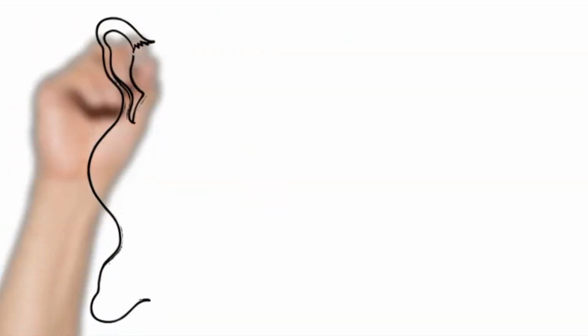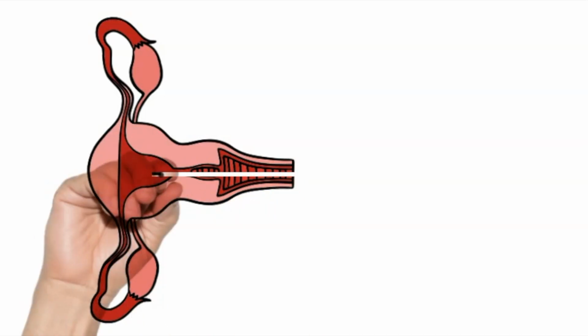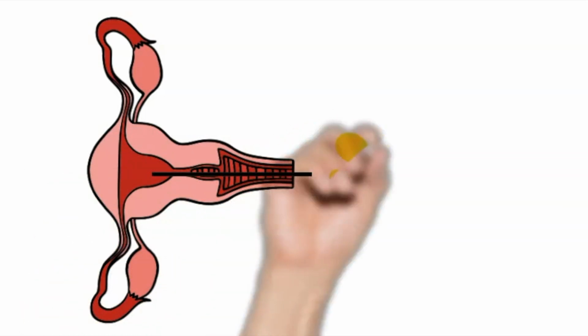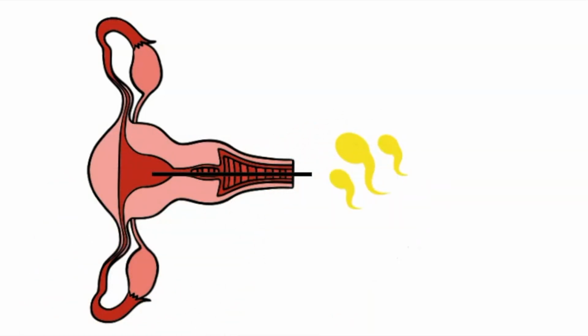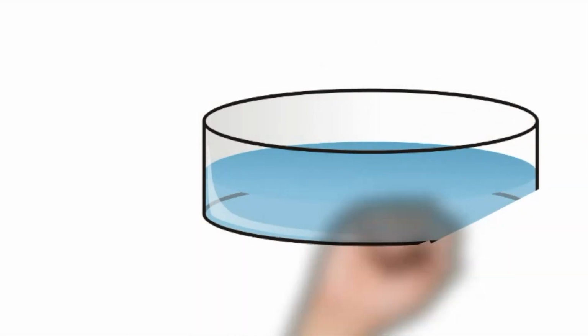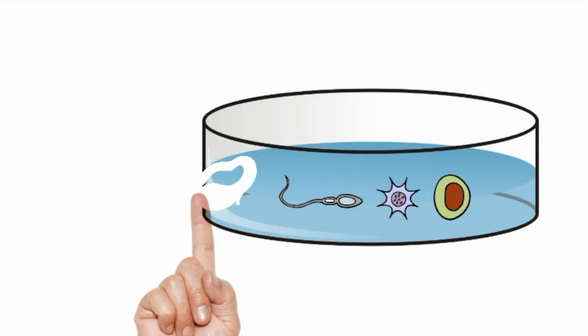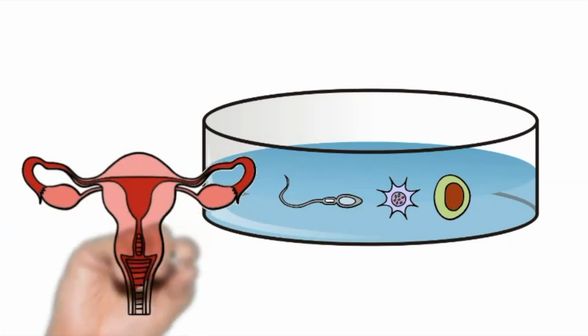If medications fail, intrauterine insemination can be attempted, by which the sperms are injected directly into the uterine cavity around the time of ovulation. Another method is in vitro fertilization, which involves performing fertilization outside the body and then transferring the fertilized ovum inside the uterus.